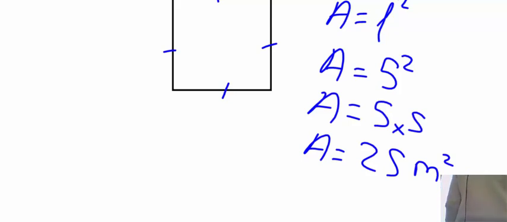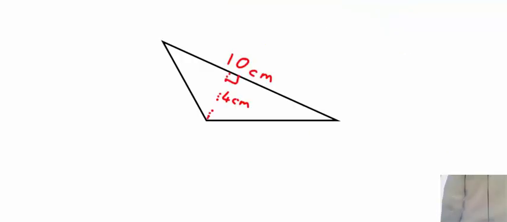Please remember, the square means the multiplication of the same number. It does not mean 5 times 2. Do we have another example? Okay, let's take a look at this one. This is a little bit interesting. Triangle. Let's move those here.